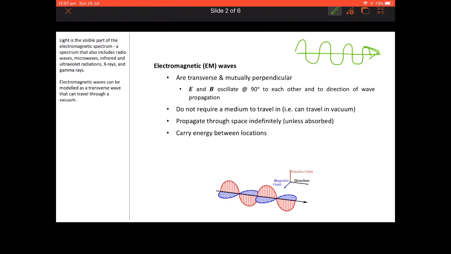Electromagnetic waves are made up of an electric field that oscillates at 90 degrees to a magnetic field, and because we live in a 3D world, even though they're oscillating at 90 degrees to each other, there's still a third direction that they're both oscillating at 90 degrees to, and that's the direction that the wave travels in. So you've got a little schematic here that shows the magnetic field maybe in the Y plane, the direction in the X plane, and then the electric field is in the Z plane.